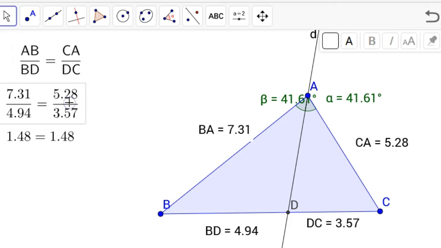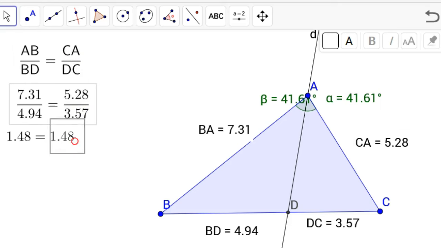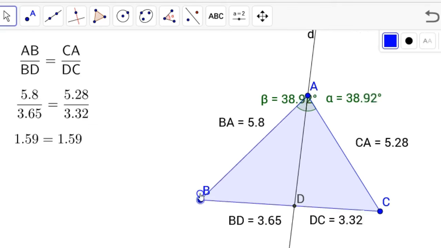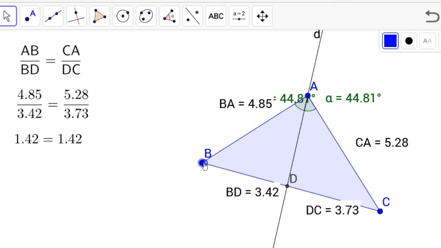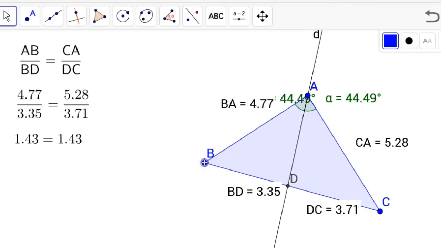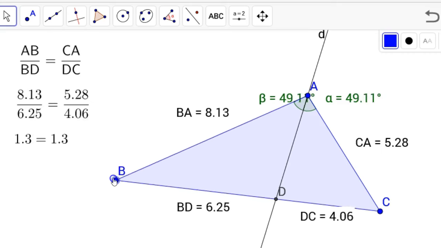So I've got each of these, and the bottom is when you actually divide those two numbers. Right now it's set at 1.48 if you divide 7.31 by 4.94, and it's the same as 5.28 divided by 3.57. So if we move B around, the side lengths change and the quotients change, but they're the same on both sides. They're proportional. So this is showing you the scale factor.